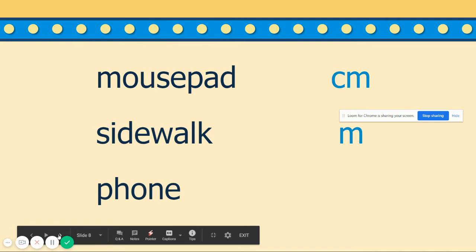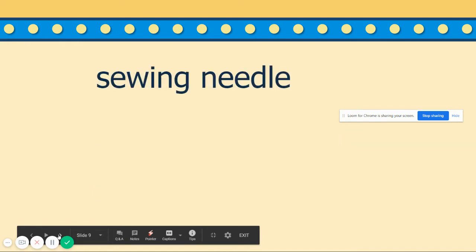All right, a phone, I'm going to say maybe like a cell phone, the length of a cell phone, we would do that in centimeters. Let's keep going for a few more examples. Sewing needle. What do you think? Pause for a second and I'll show you the answer. How would we measure that? Centimeters, great job.